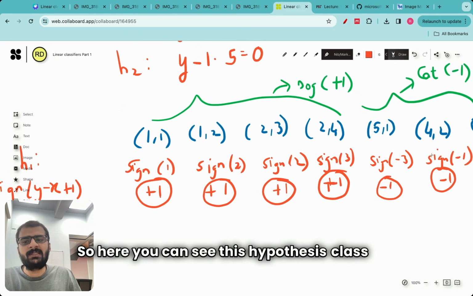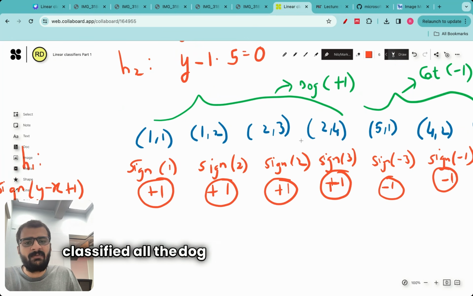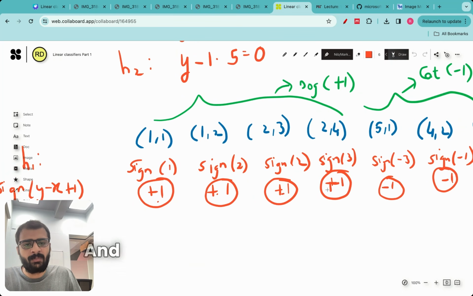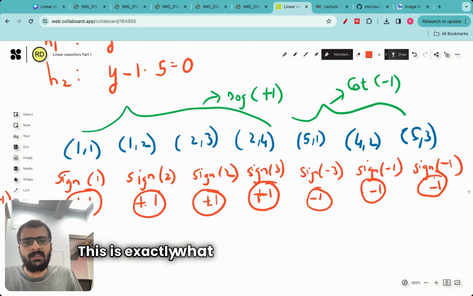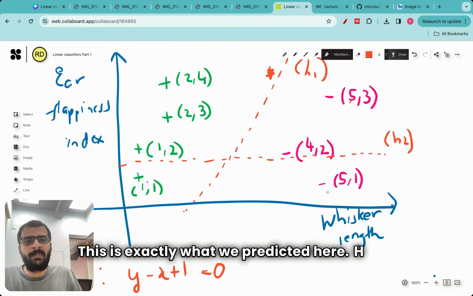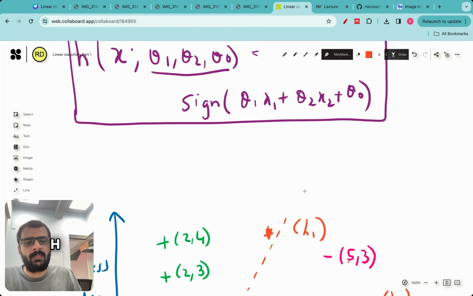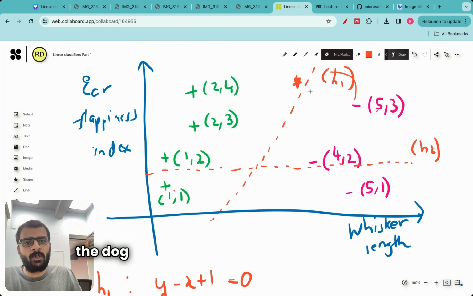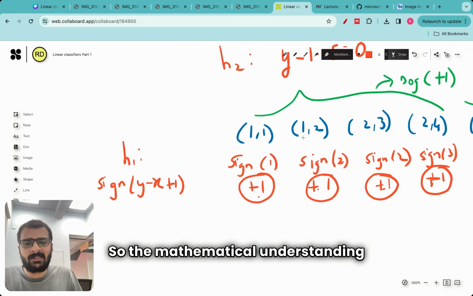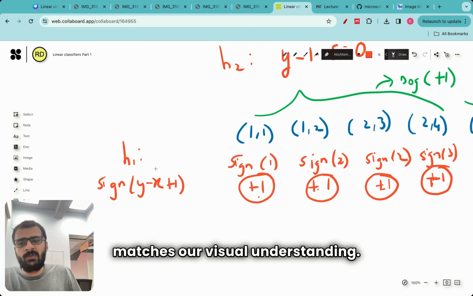So here you can see this hypothesis class has classified all the dog values correctly as plus 1. See, plus 1, plus 1, plus 1, plus 1. And it has classified all the values of cat as minus 1 correctly. Minus 1, minus 1, minus 1. This is exactly what we predicted here. H1 does a great performance on the training data, because all the dog values are on one side of H1 and all the cat values are on one side of H1. So the mathematical understanding matches our visual understanding.